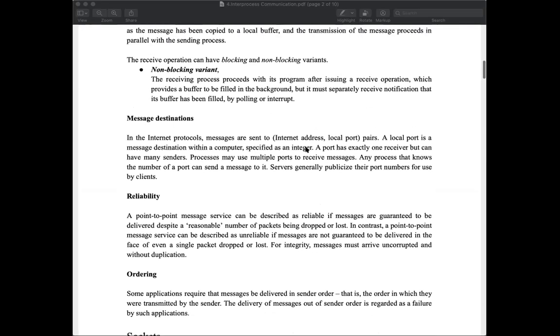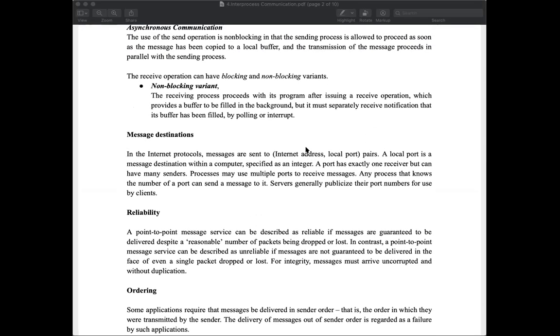When you're talking about interprocess communication, we need to focus on the message destination, right? Message destination does not mean only the IP address or the physical address of the destination node. It's a collection of the port and the destination address. So that's the destination.